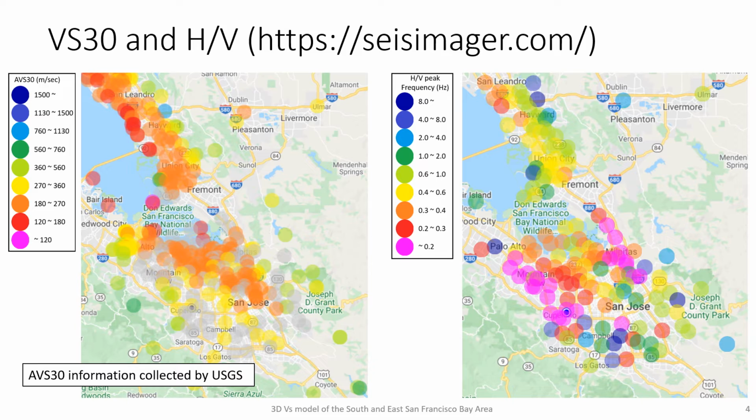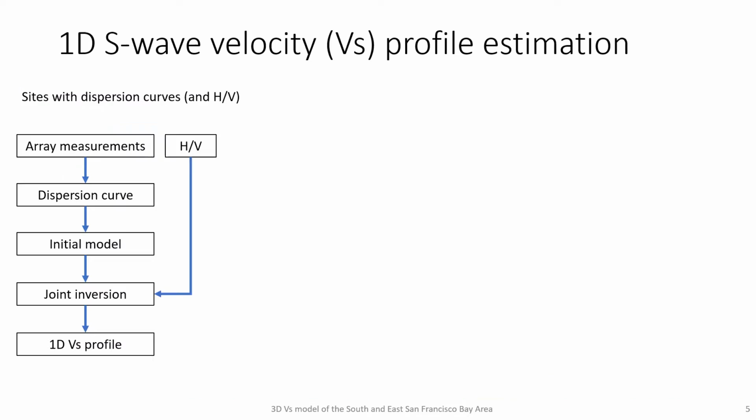Right-hand side is H over V peak frequency. Different color indicates different peak frequency. Red to yellow circles indicate low peak frequencies that correspond to deeper bedrock sites. And green to blue circles indicate high peak frequencies that correspond to shallow bedrock sites.